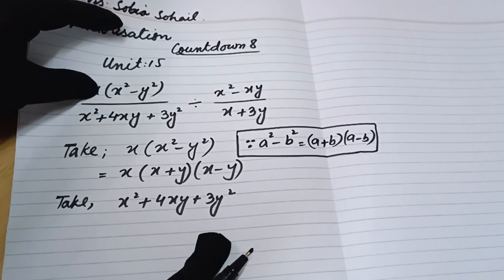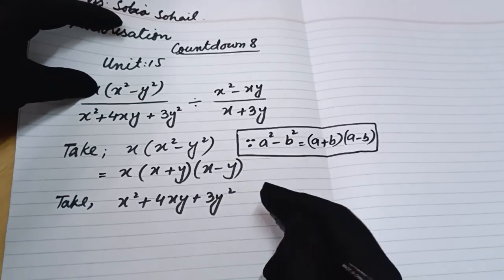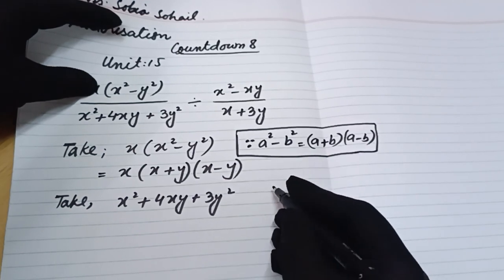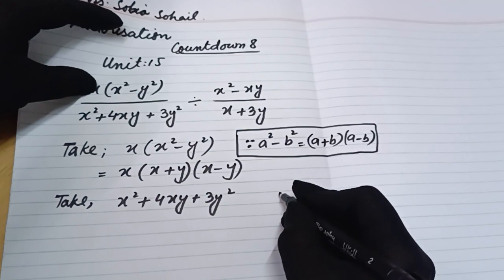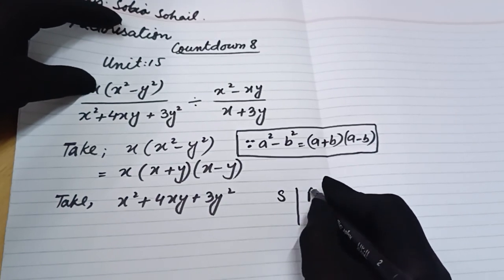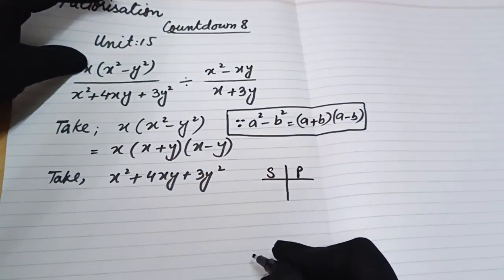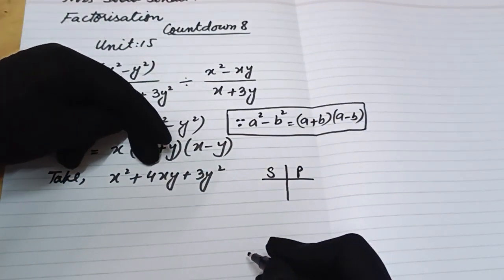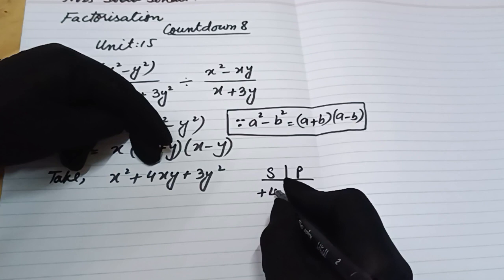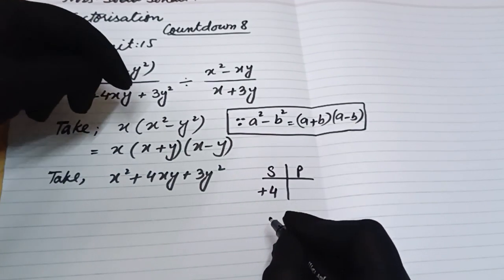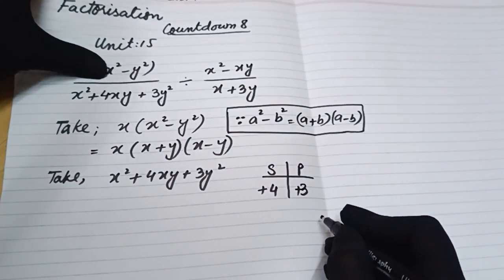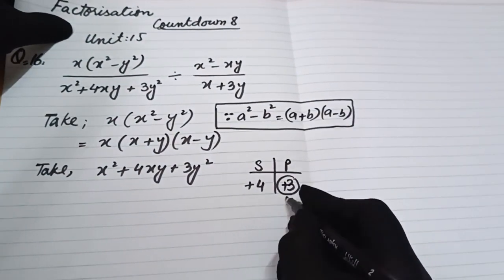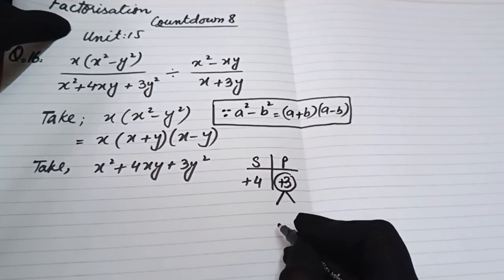So now the most favorite method of students, the splitting the middle term method, or middle term breaking method, in which we will take the sum and product. What is the sum? Sum is the coefficient of the middle term, that is plus 4. Always write down the sign also. Product is 1 times 3, which is 3, positive 3. Now make the factors of 3. Factor means which number can divide 3.